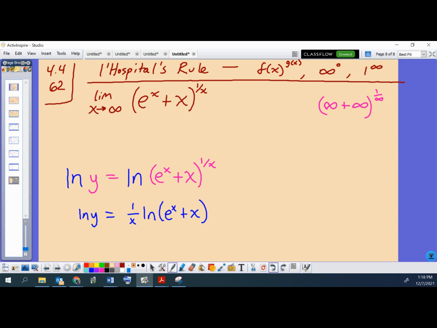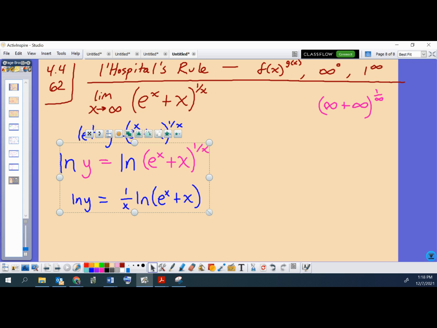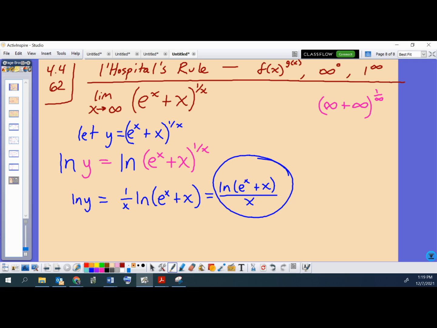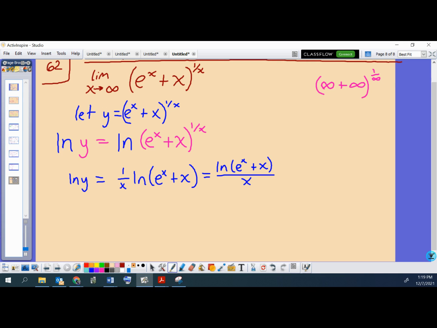So again, a formal step here would be let y equal this, e to the x plus x to the 1 over x, and then we're taking the natural log of both sides and doing a little work here. And hey, I could rewrite that as the natural log of e to the x plus x, over x. And now I have this fraction. And now when I plug in infinity, I'm going to get infinity over infinity. Now I have a L'Hopital's rule situation. That's the approach we're going to take here.